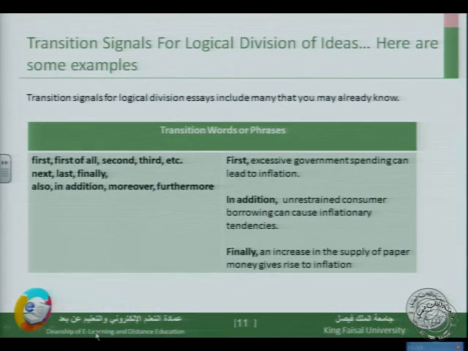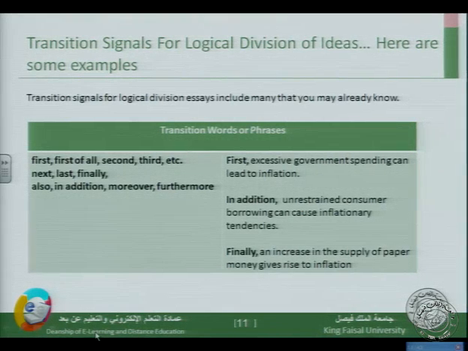Also, during the semester, we have discussed some of the transition signals for the logical divisions of ideas. If you remember the last 3 classes, when we talked about the commas and the semicolons and the conjunctive adverbs and the coordinating conjunctions, we talked about the transition signals. These transition signals for logical division essays will help you to divide your essay logically.